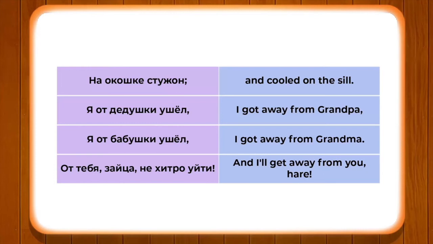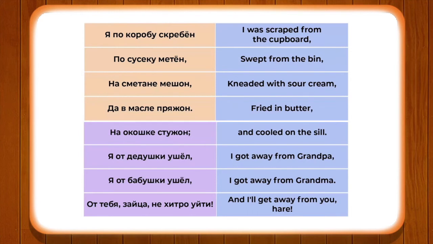So here the construction we have is po susyeku michyon, I was swept. Now Kolobok, the bun, is telling the story of how it was made, what its history is. Я по коробу скребен, that means I was scrapped from the cupboard. На сметане мешон, that means in sour cream I was mixed up or kneaded. Да в масле прижжен. Масла means oil. Да в масле прижжен, that was fried in the oil. На окошке стужен, that means on the window sill. На is for on. Окошке, where, где. Стужен, что сделан? Стужен, that means it was cooled down.